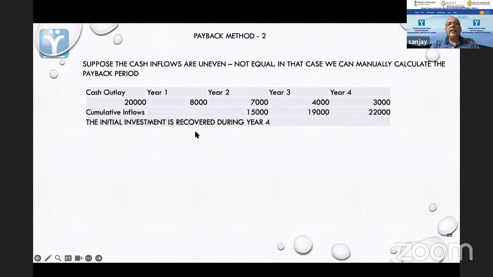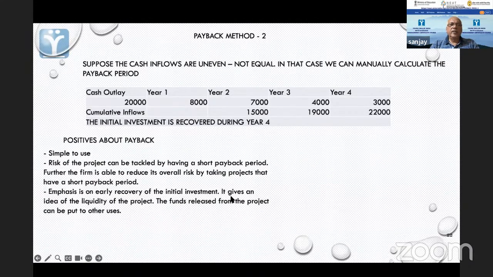If the cash flows are uneven, see, there we took 12,500 every year. Here, suppose it's like this: 8,000 in the first year, 7,000 in the second, 4,000 in the third, 3,000 in the last. And my outlay is 20,000. If you keep adding it manually, you find that in the third year, you're getting 19, and in the fourth year, 22. So somewhere between the third and fourth year, you're getting back your 20,000. If you want to go by a round figure, you're recovering your investment in 4 years. And that's all you're interested in here.